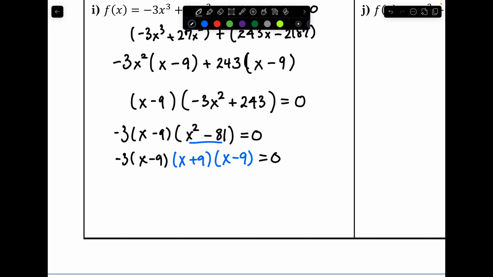And if we look at each individual factor, excluding this one, which doesn't count because it doesn't have an x: x minus 9 equals 0 means that x has to equal positive 9. x plus 9 equals 0 means that x has to equal -9. And again, x minus 9 equals 0 means that x has to be a positive 9. So that means that the multiplicity of positive 9 is 2, and the multiplicity of -9 is 1.